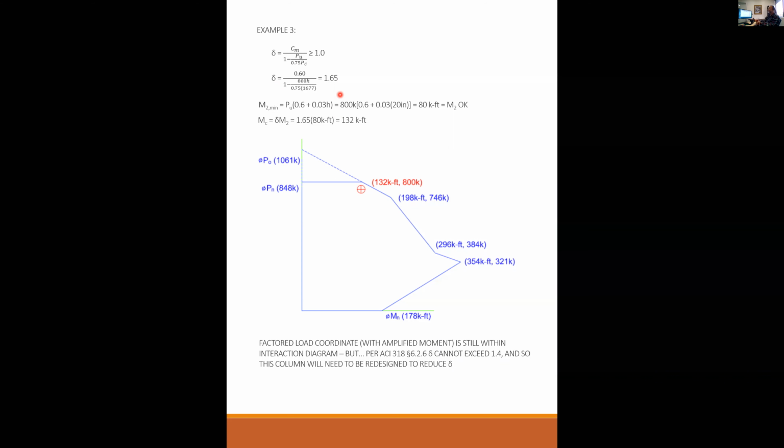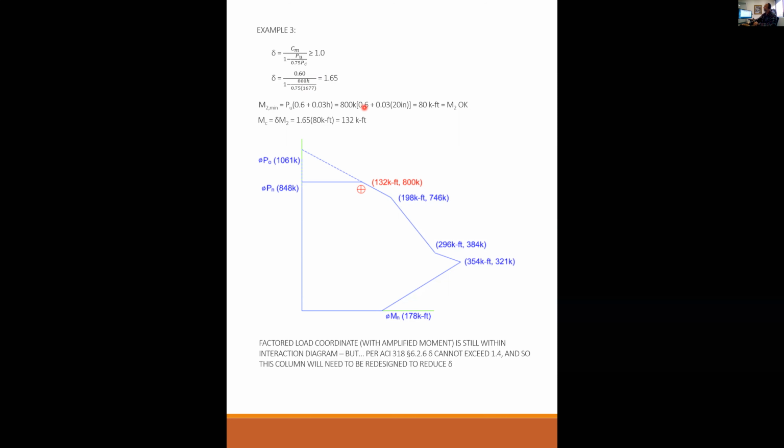Can I change the C_m factor? No, I can't change the C_m factor because it's a function of the applied load, and I'm assuming I have no control over how much load this thing's supposed to take. Can I change the 800 kips? No, because that's the applied load as well. The only thing that I can manipulate is Euler's buckling load or Euler's critical load, P_c.